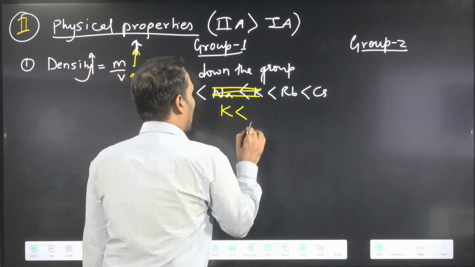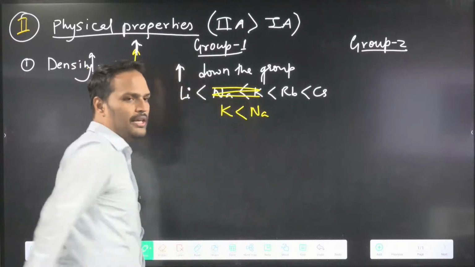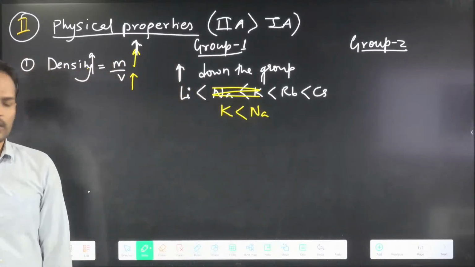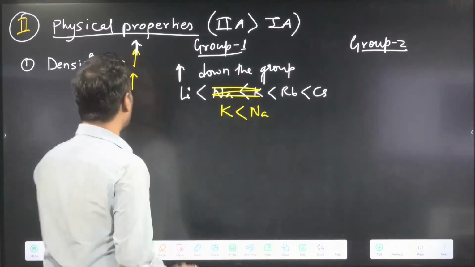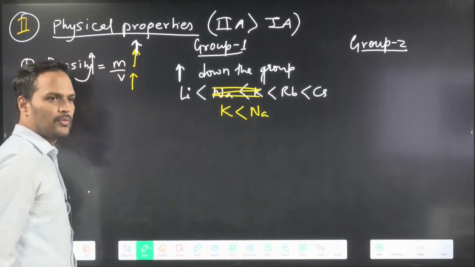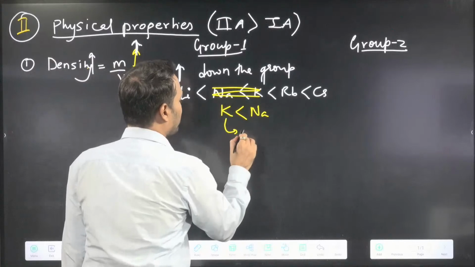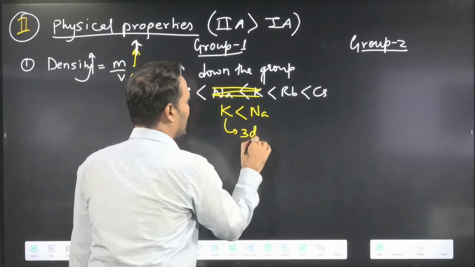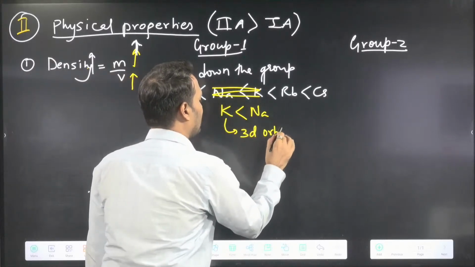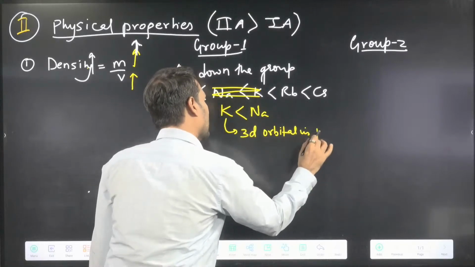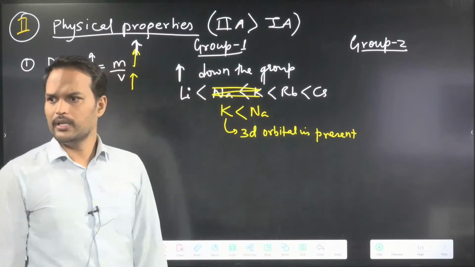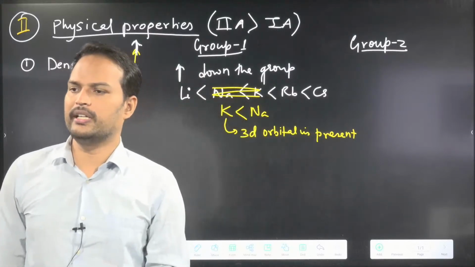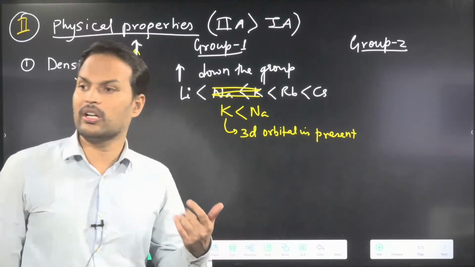Potassium has less density than sodium. How is this possible? If potassium's density is less, that means its volume is more. In potassium, the third period means the 3d orbital is present, but it is not used. 3d is present, but it is of no use. We are not using it.